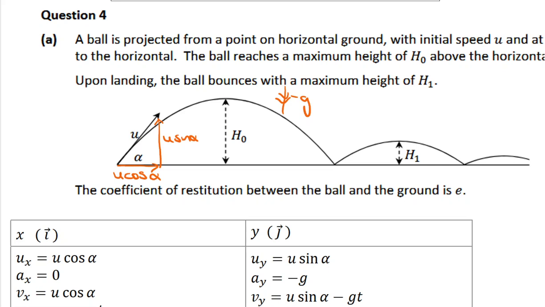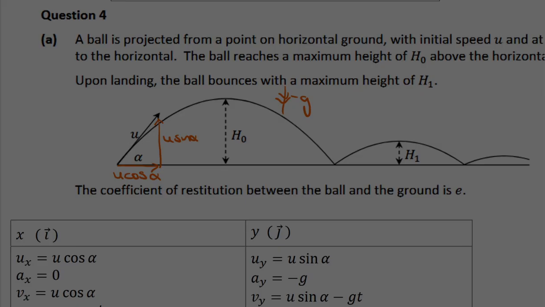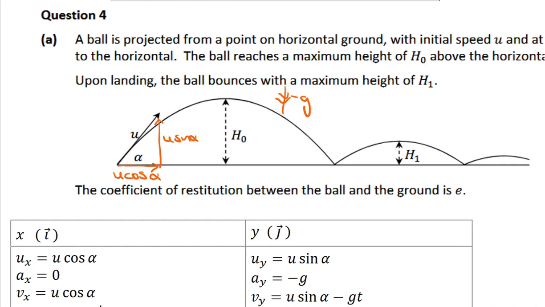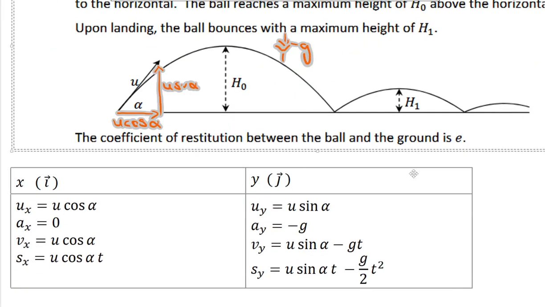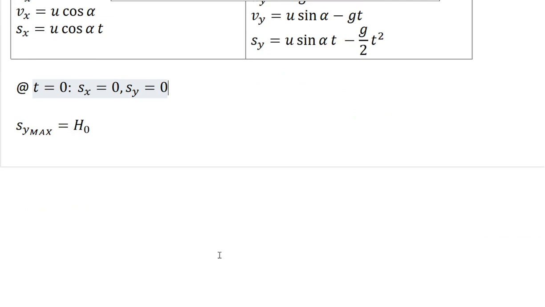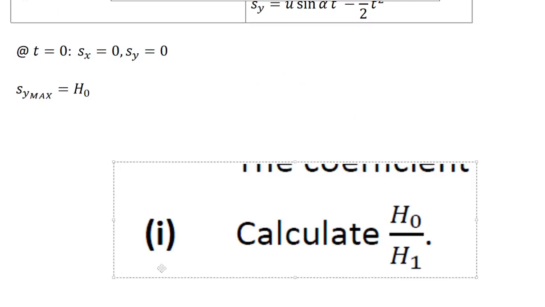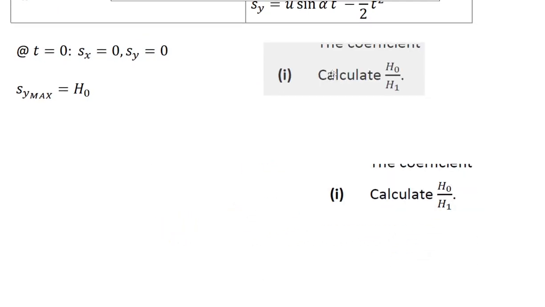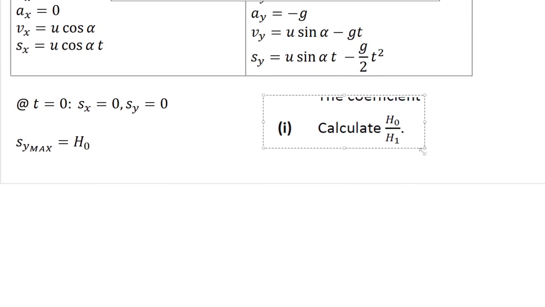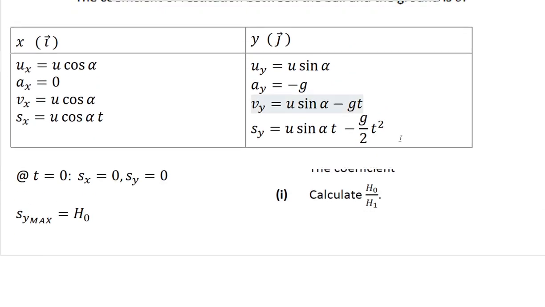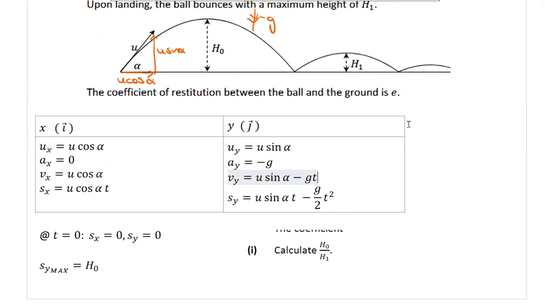The applied maths paper is such a long paper. So what do we need to do now? Here the first question is, calculate H0 over H1. Now I reckon the answer is just going to be e or something like that, but we have to figure that out.